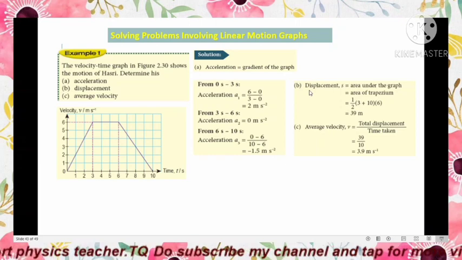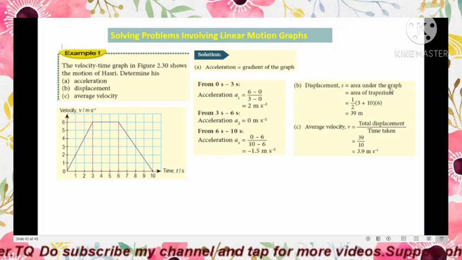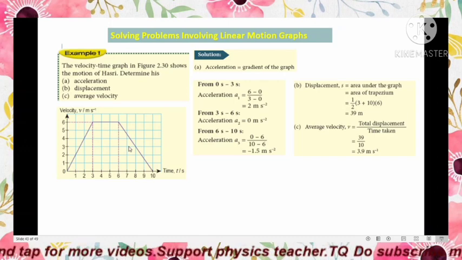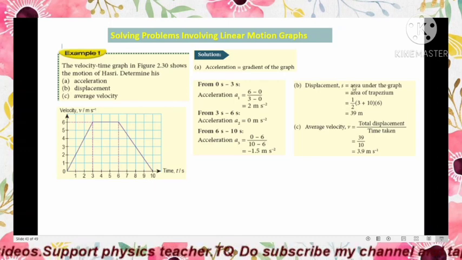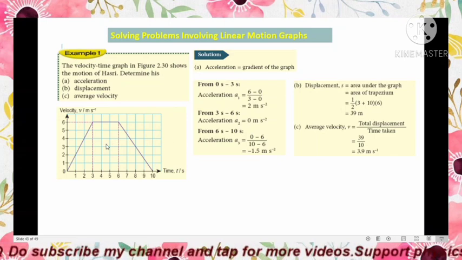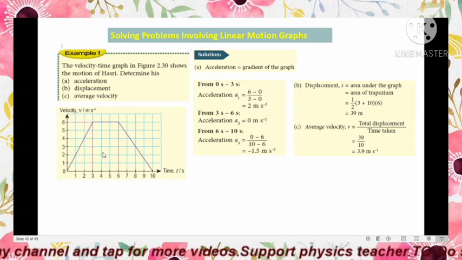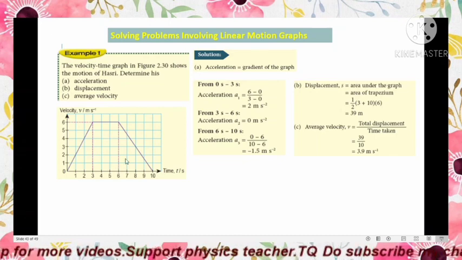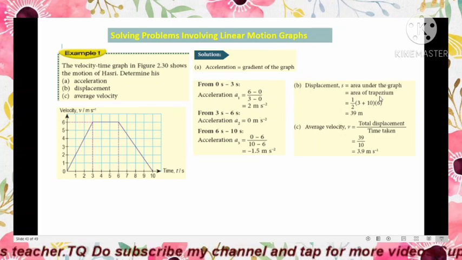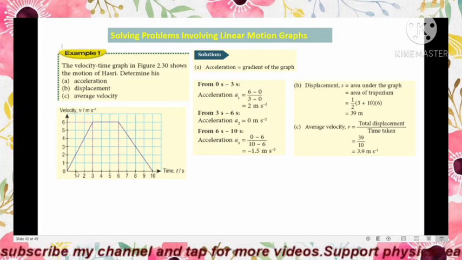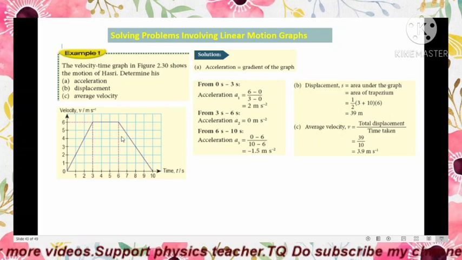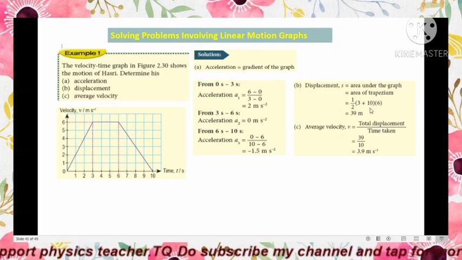Displacement s equals the area under the graph. You want to determine it for the whole motion, meaning the area of the whole graph. You can calculate by using the formula for the area of a trapezium. If you don't know the formula, you can divide it into 3 sections: one triangle, one rectangle and one more triangle, and just total up the areas. So the area of the trapezium is half times 3 plus 10 times 6. You get 39 meter.